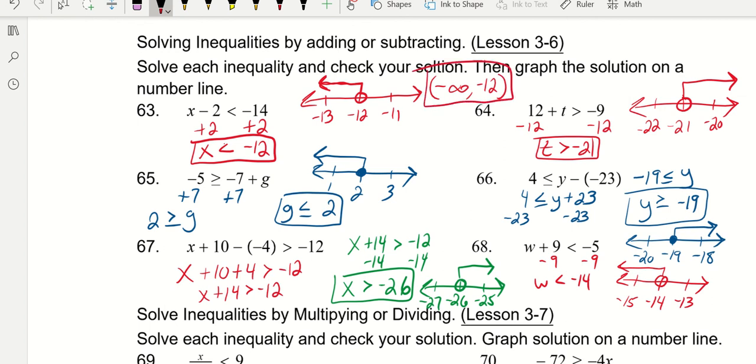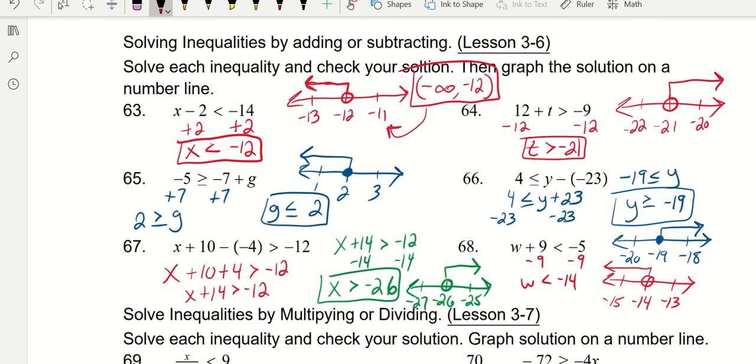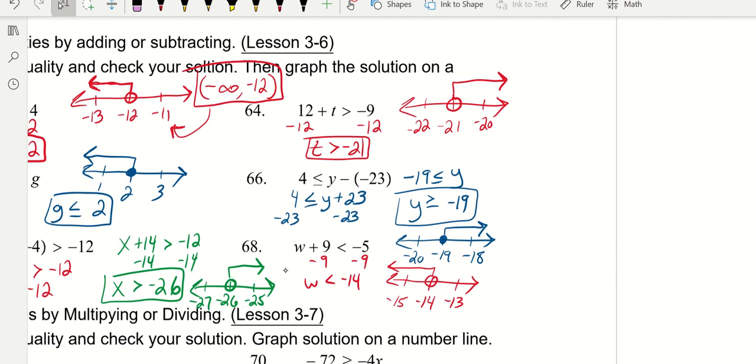Okay? Hang on, let me draw an arrow here. Something like this. There. Looking at number 64, negative 21, is that the high end or low end? Negative 21 is the low end. It goes to the right forever. So the high end is positive infinity. Infinity always gets a parenthesis. And negative 21, that is an open circle, so it also gets a parenthesis as well.